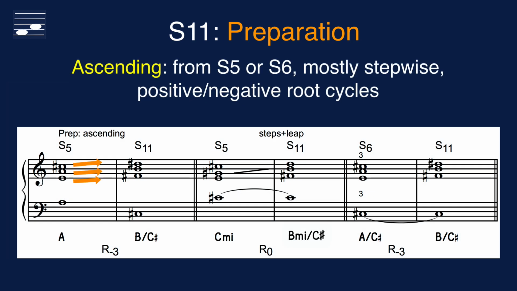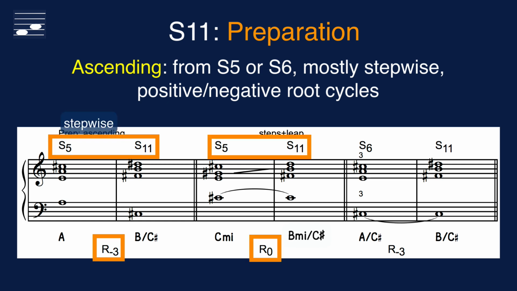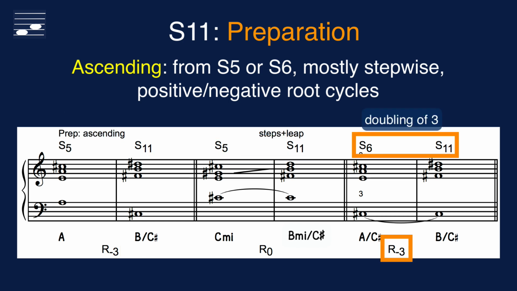Ascending preparations from a triad in different inversion positions yield 3 solutions. The second is a combination of 2 steps and 1 leap. The example on the right doubles the third in the inverted A major triad.